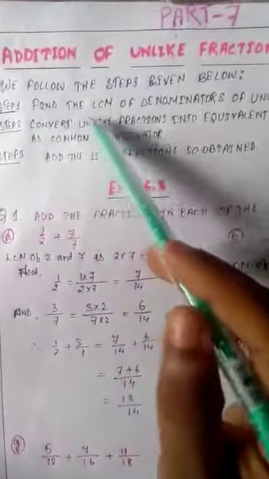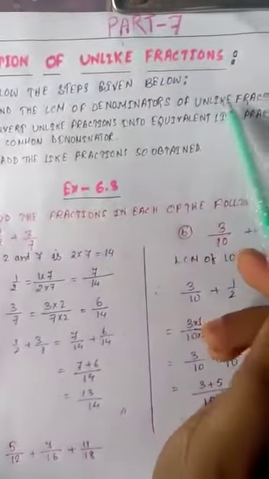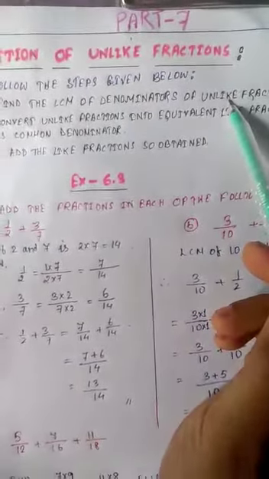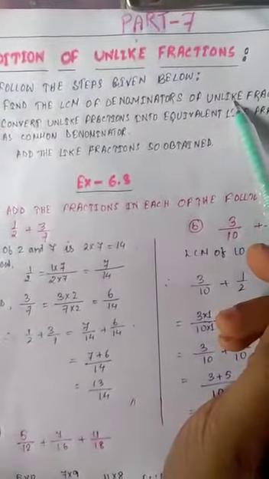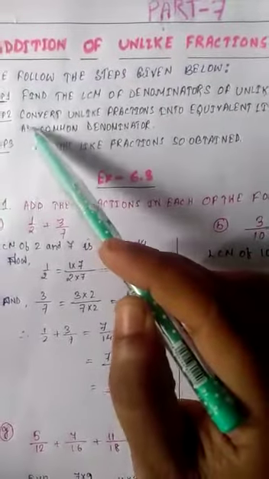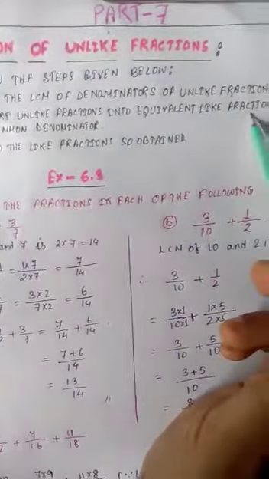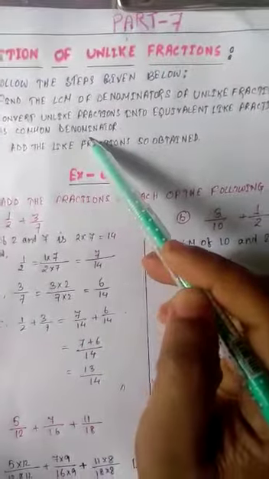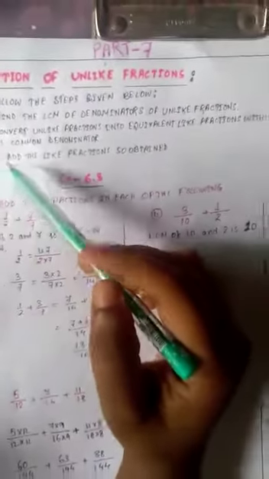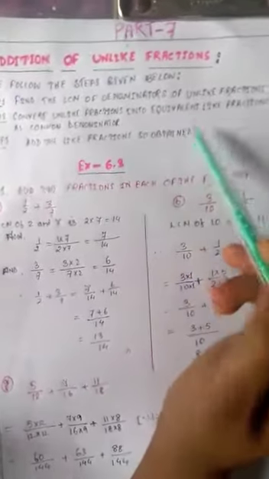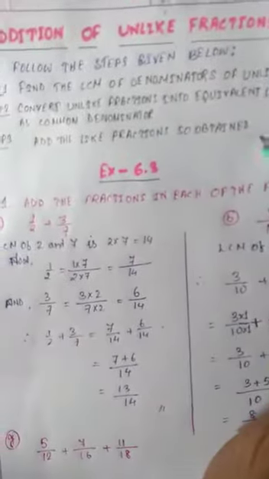Step 1 is to find the LCM of the denominators of the unlike fractions. At first we have to find the LCM of the denominators of all the given fractions. Secondly, we have to convert the unlike fractions into equivalent like fractions with their LCM as the common denominator. And third, step 3, we have to add the like fractions, whatever we have got, at last.